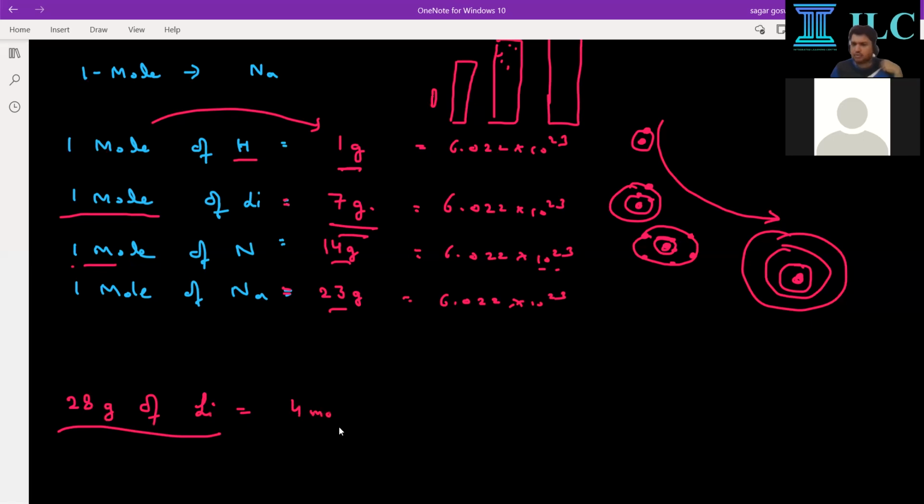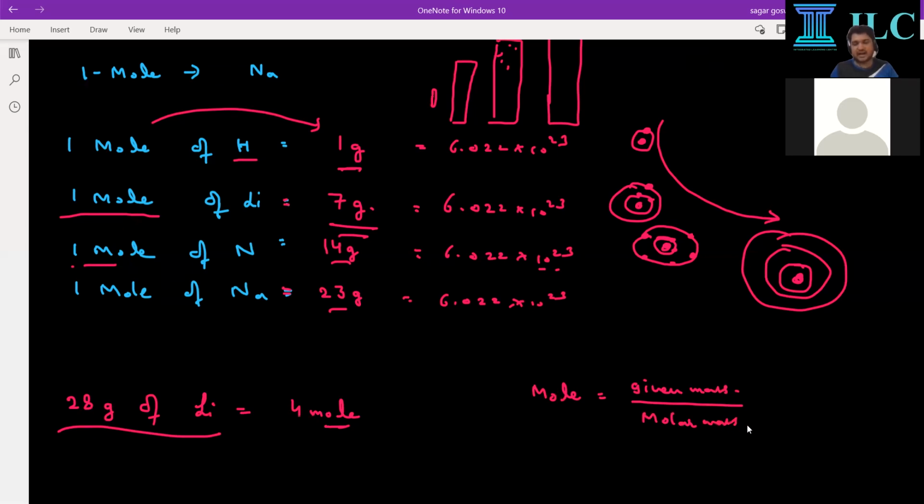So how did this 4 moles come? Okay, it's a formula actually. It is given mass upon molar mass. Given mass means for how much I am asking, and the mass of 1 mole is known as the molar mass.